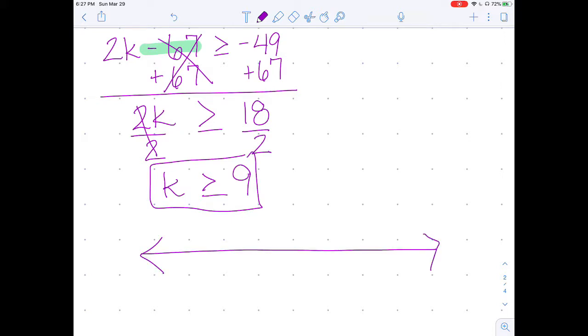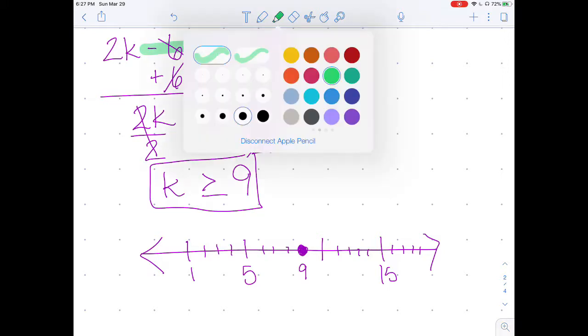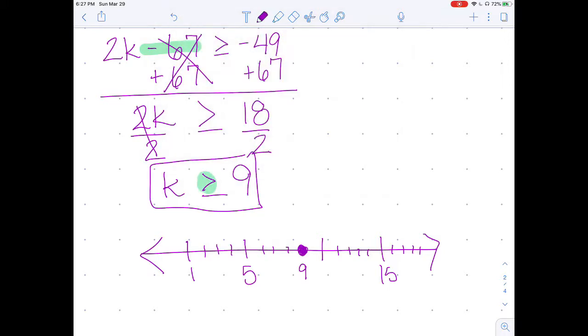And then on a number line, okay, so we'd circle 9. It's equal to, so we can color it in. And then this arrow here matches the arrow on the right, so we're going to color this one in. And we're going to color all the numbers that are greater than 9. And that is how we solve two-step inequalities.